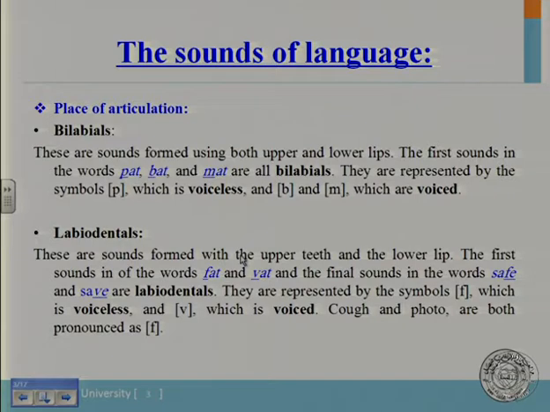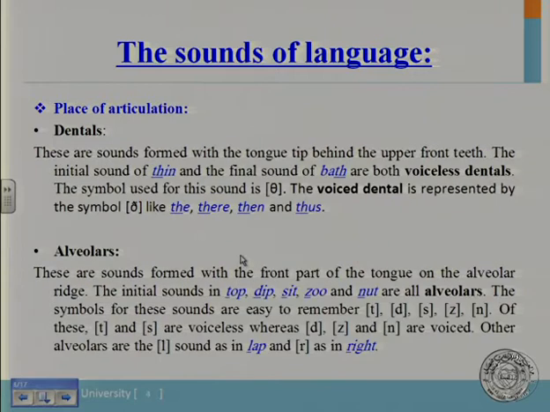Now let us take a look at these two words, photo and cough. The first one, cough, ends with GH, two combined letters, G and H. But the pronunciation of these two is only f. The second one is photo, which begins with PH, and this PH also is pronounced as f. And of course these two sounds are voiceless.